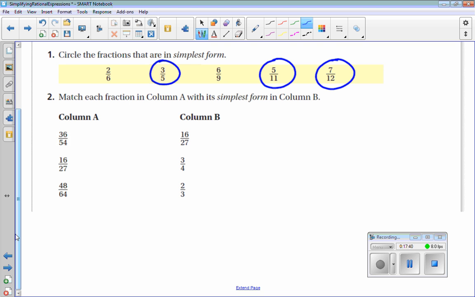36/54, how does that reduce? Which number in column B matches up with it? What number goes into both 36 and 54? It has to go into both. I hear 7, 6, and 27. I'm just yelling out numbers. 6. Okay. So what would it reduce to?